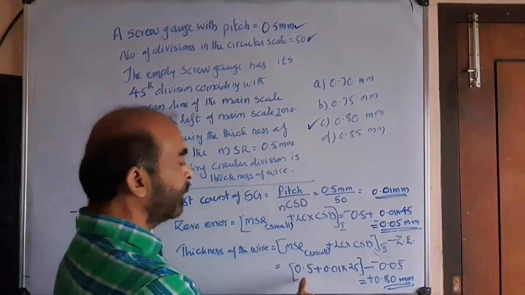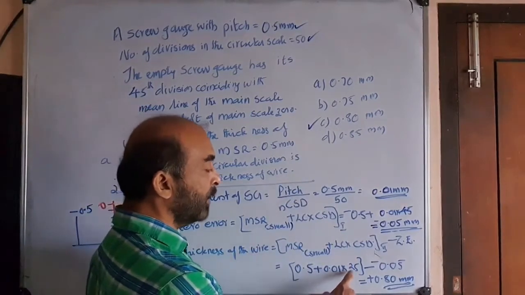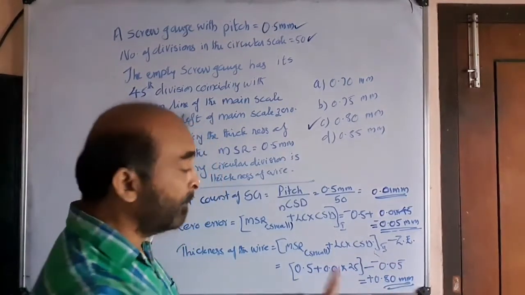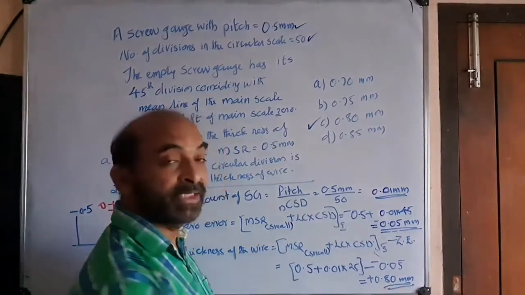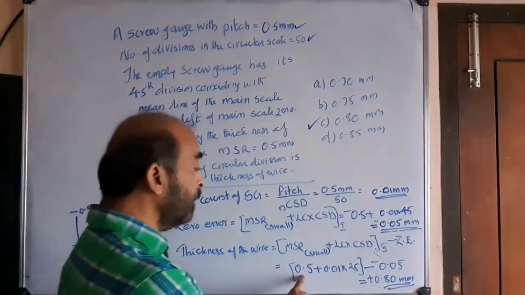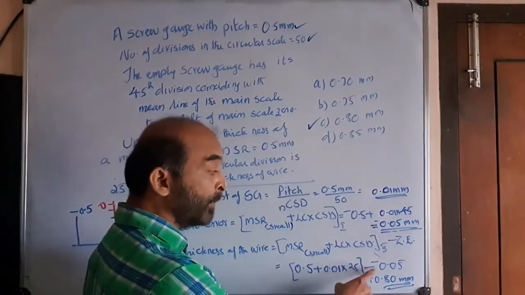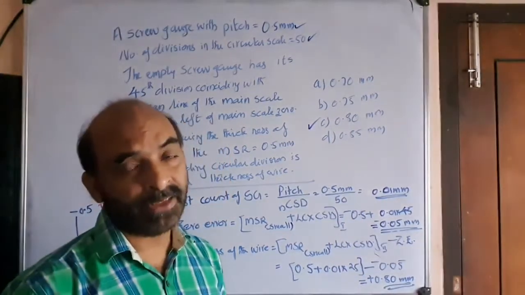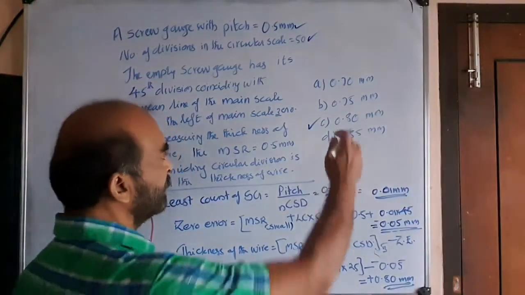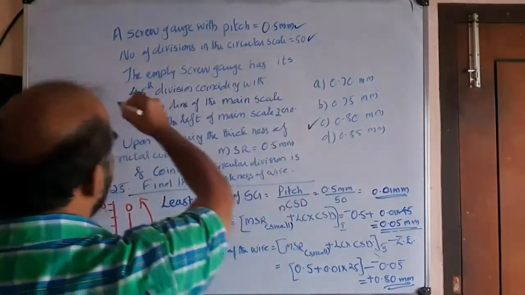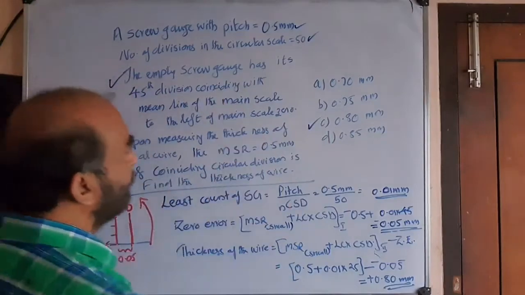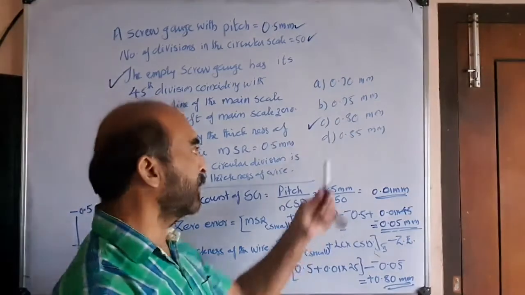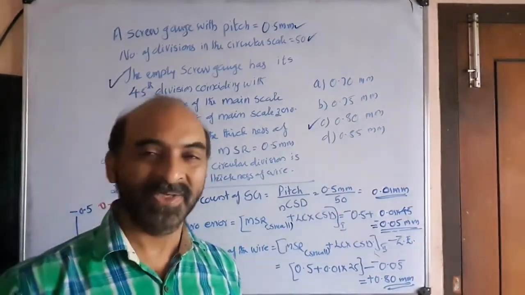So what do you get? 0.5 plus 0.01 into 25, minus 0 error is always subtracted. You have to remember, minus 0.05 means it gets added up. So 0.5 plus 0.25 plus 0.05 gives you 0.80 as the thickness of the wire, and our answer is 8. We have used up all this information now. Step by step, we have used up all that information, and finally we got the answer as C. Hope you understood that. Okay.